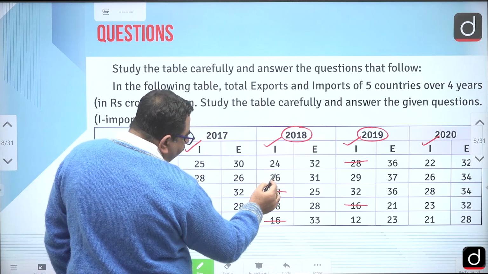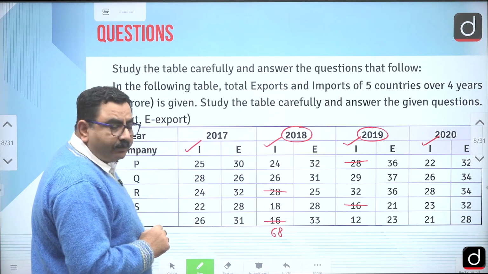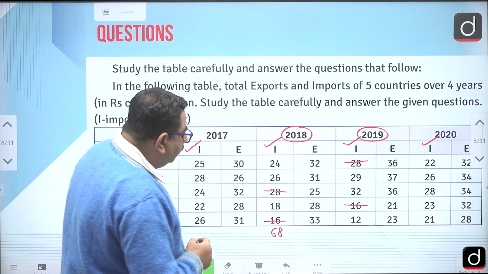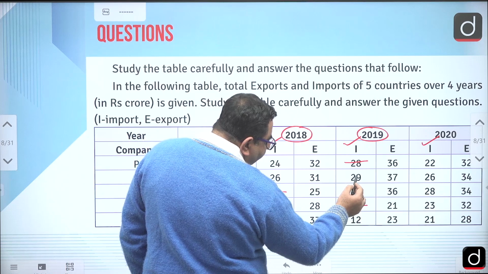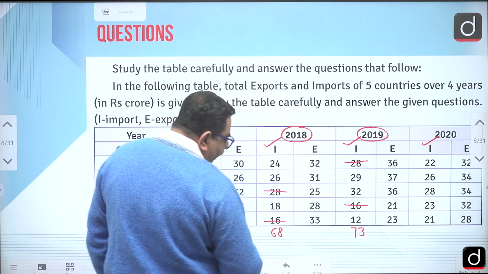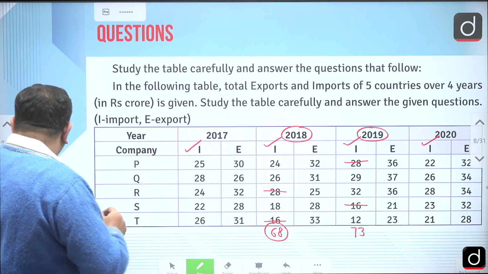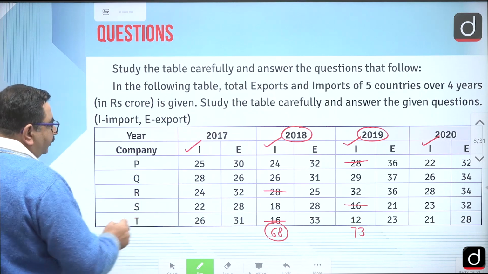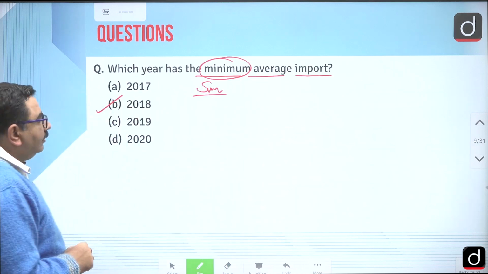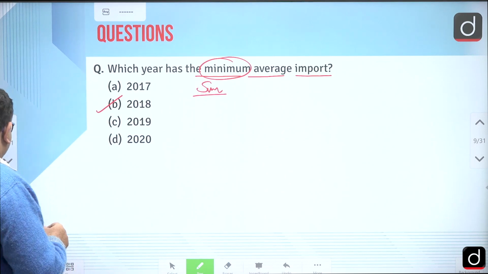So here 24, 26 obviously is 50, 50 plus 18, this is 68. Rest of the sum, because these two numbers are common and we just have to check which is minimum or maximum. Here 29 and 32, this is 61, 61 and 12, that is 73. So obviously 68 is the minimum sum. So can I answer easily that my answer should be 2018. In 2018, we are getting minimum average imports, right? Okay, let's see further.